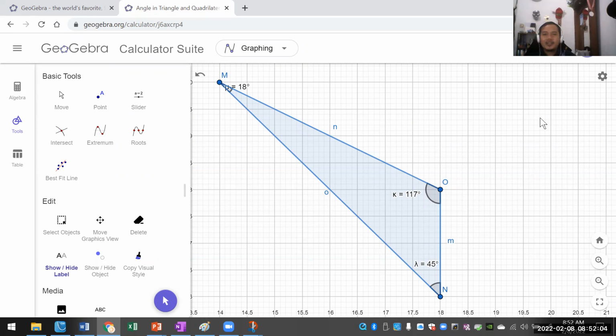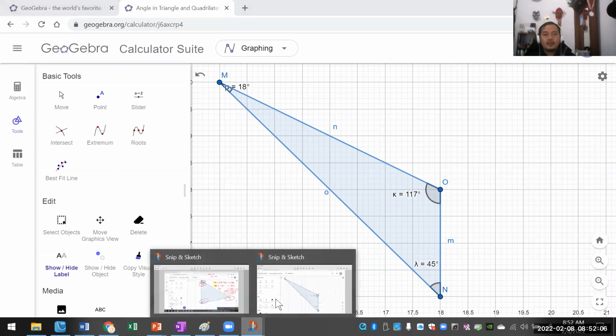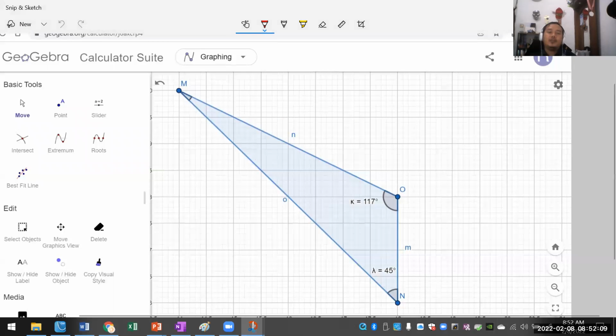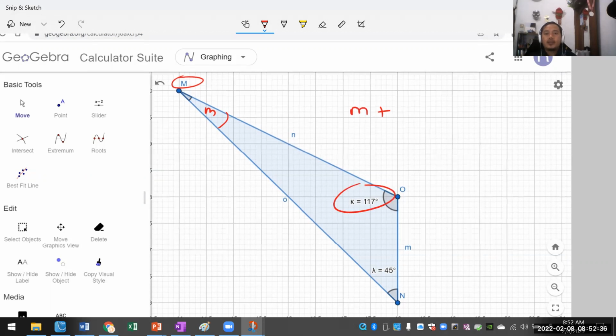Okay, guys. So again, I'm gonna show you how it's done. Like I said before, guys, if you want to know the value of something in numbers, you can name that with any variable you want if it doesn't say anything about it. So I'm going to name this one with M, because the vertex is M. So we want to know the size angle of M. As we have learned before, if we add all of the angles in a triangle, that will be 180 degrees. So if I add M, add it with this guy, 117, and add it with this guy, that will be equal to 180 degree, right?